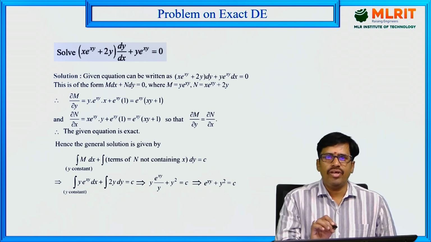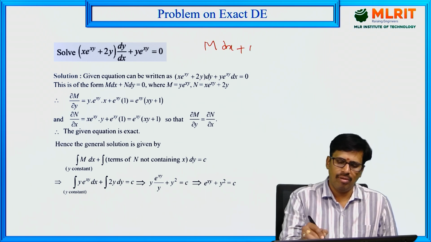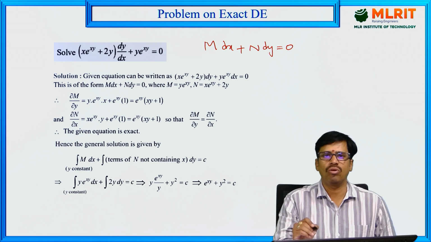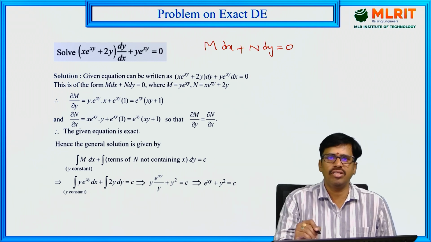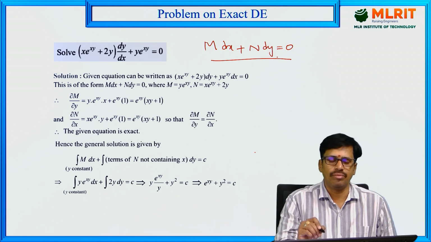This equation is not in the standard form. What is the standard form? M dx plus n dy equal to 0. If the equation is not in the standard form, we have to convert or reduce the equation into this type, m dx plus n dy equal to 0, right?